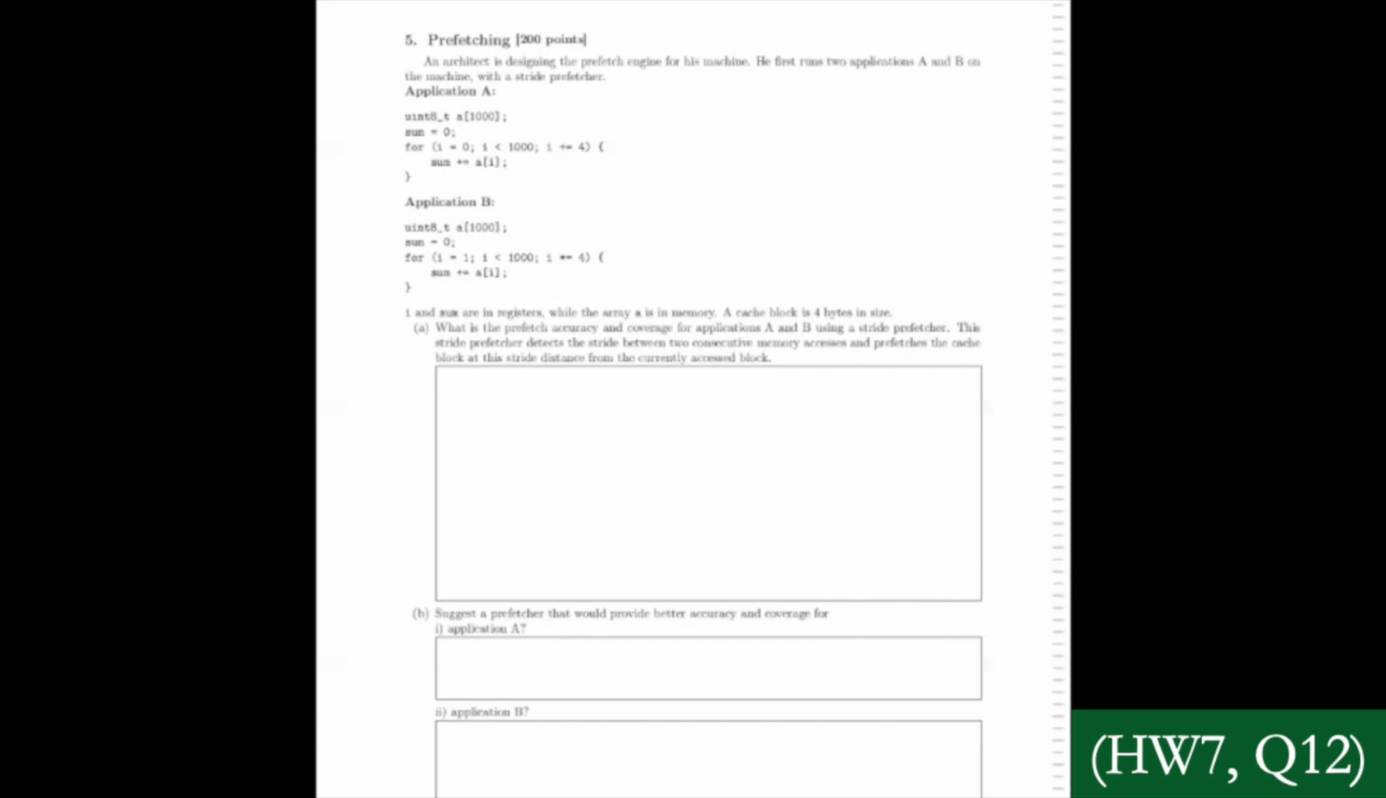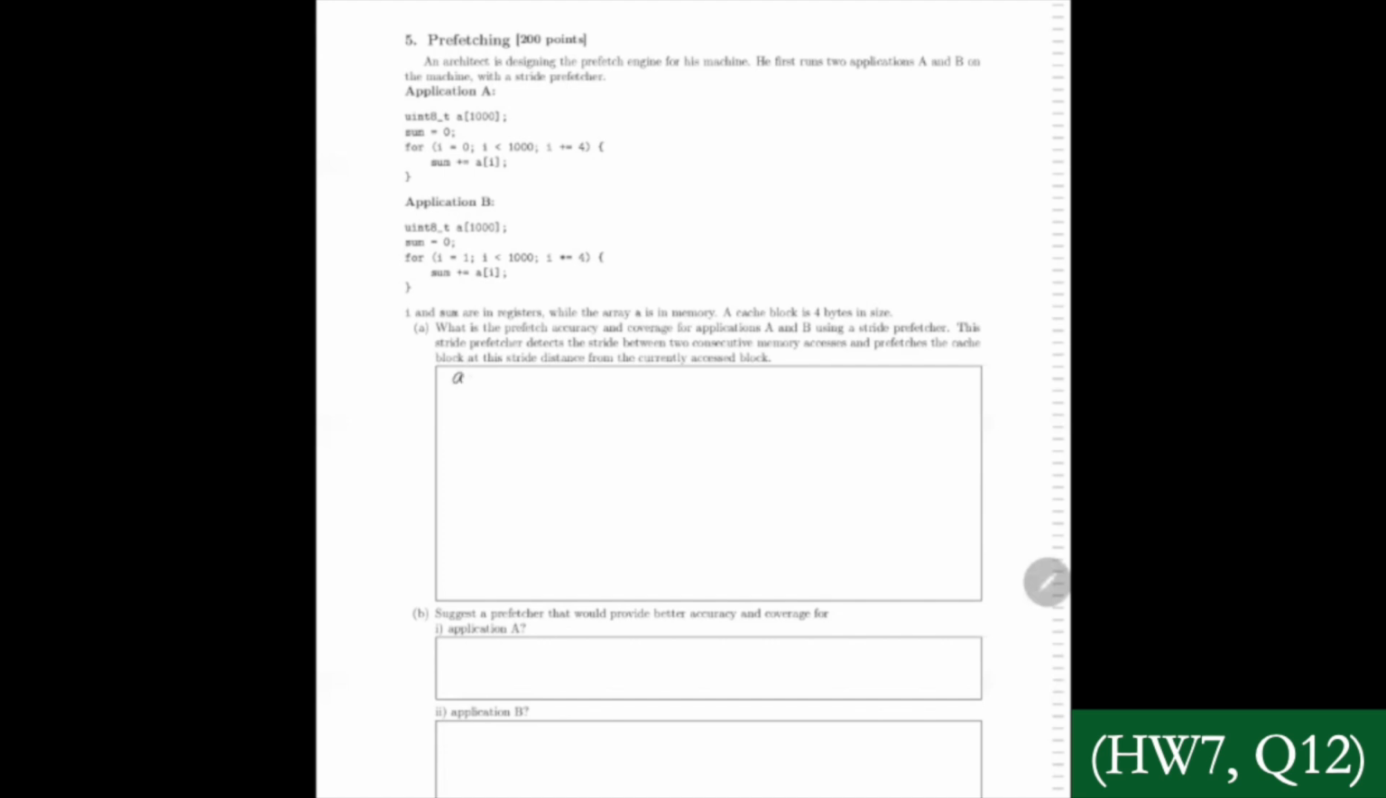The first question is, what is the prefetch accuracy and coverage for application A and B respectively using a stride prefetcher? Now, to understand the coverage and accuracy of a stride prefetcher in application A and B, let's first try to understand how many memory accesses application A would generate.